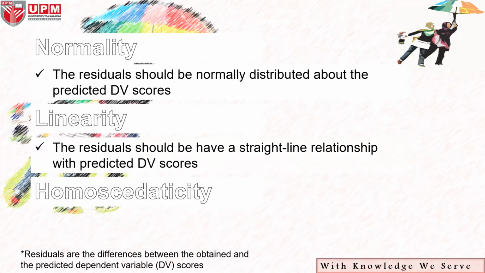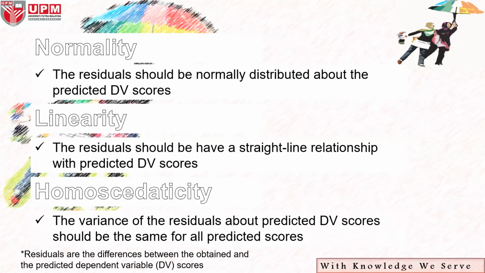Okay, and the next one, linearity. Linearity refers to the residual having a straight line relationship with the predicted DV score. So we want to make sure that the relationship between our IVs and DV is linear, in the form of a straight line relationship. Next one, homoscedasticity. Homoscedasticity refers to the variance of the residual about predicted DV scores being the same for all predicted scores. Later we will look at them one by one.